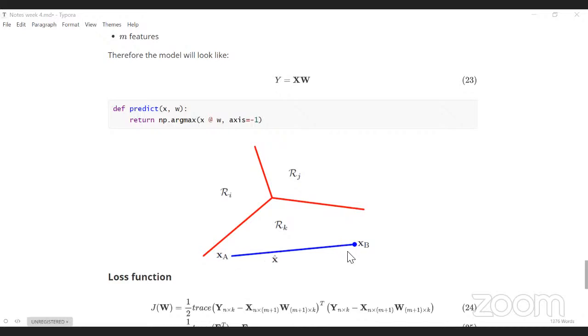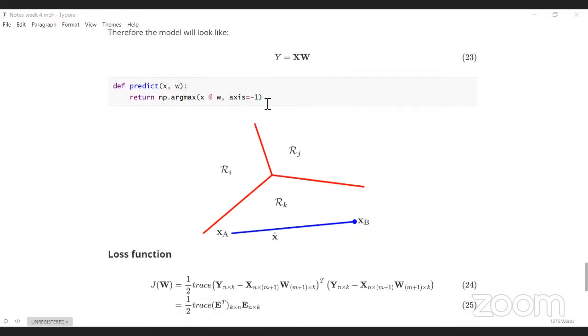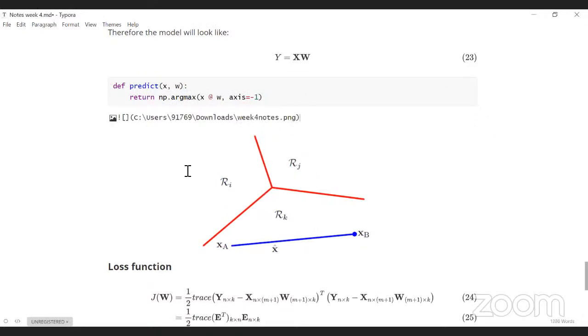This also shows that any decision region, any partition of the input space, is connected. For any two points taken in that partition, any point on the line joining them is always going to be inside that region. So every partition is going to be connected.